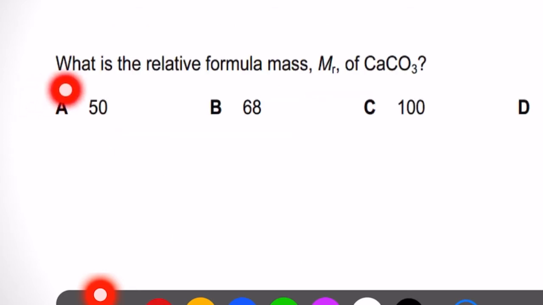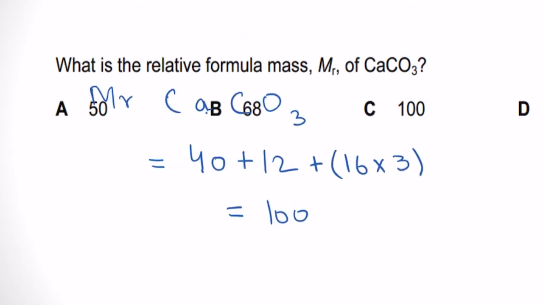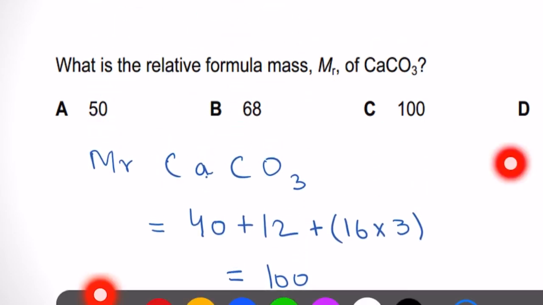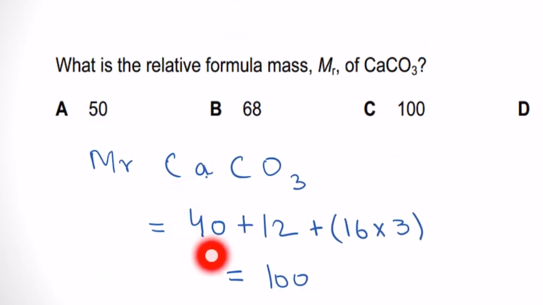Next question is, what is the relative formula mass of calcium carbonate? It's a very simple question. We will add the atomic masses of each element: calcium plus carbon plus oxygen times 3. So calcium's atomic mass is 40, carbon 12, oxygen 16 times 3. Add them all together, it is 100. So the right option is option C, 100.